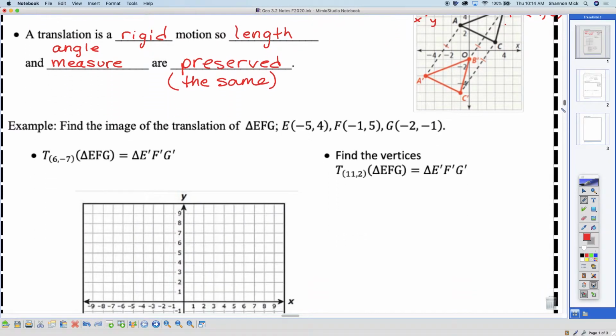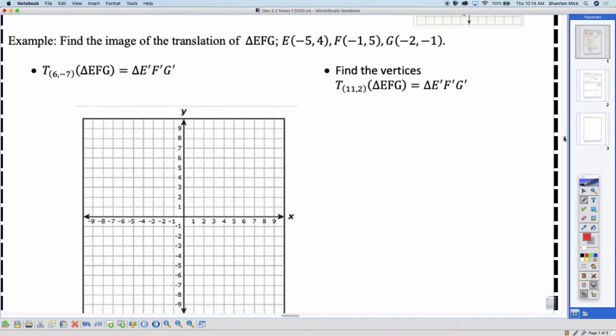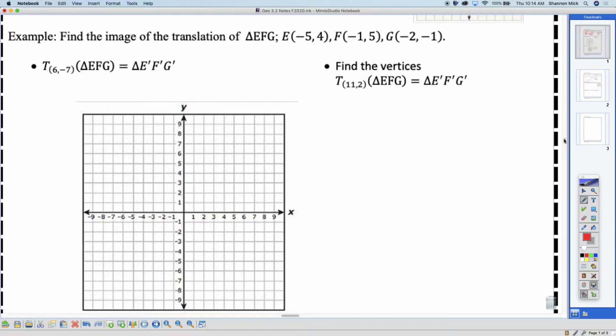So we have an example. It says find the image of the translation EFG, and there's the points. I wasn't going to give you a graph, and then I had plenty of room, so I decided we're going to graph the one on the left, and on the right, we're just going to write the vertices of the image. So let's graph triangle EFG first so we can see it. I'm going to do my EFG in black.